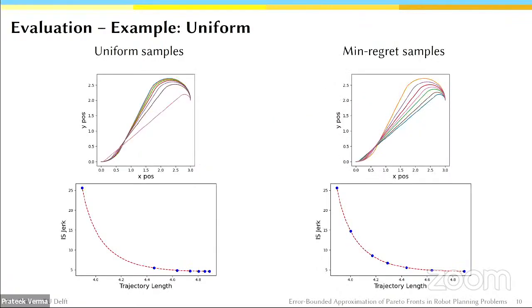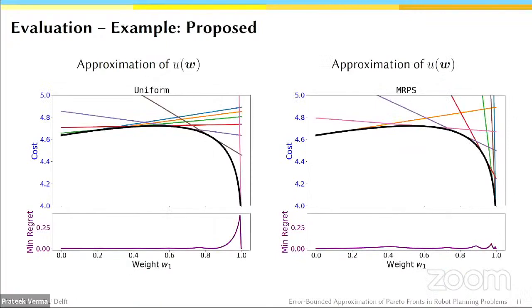Okay, how does this look in a robotics problem? We go back to our example from the introduction with the Dubin's curves. And here again, we have the trajectories with the uniform samples and the output of our algorithm. Now we can take a look at the approximation of the optimal cost function.